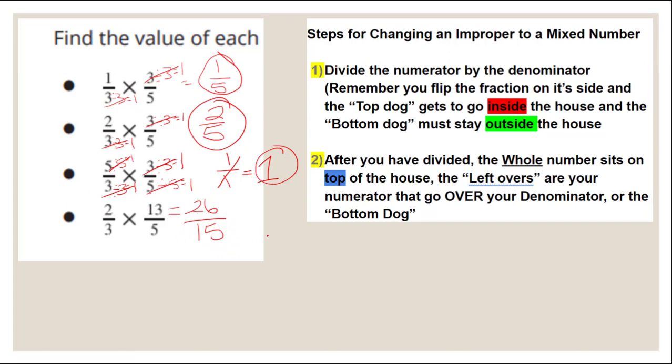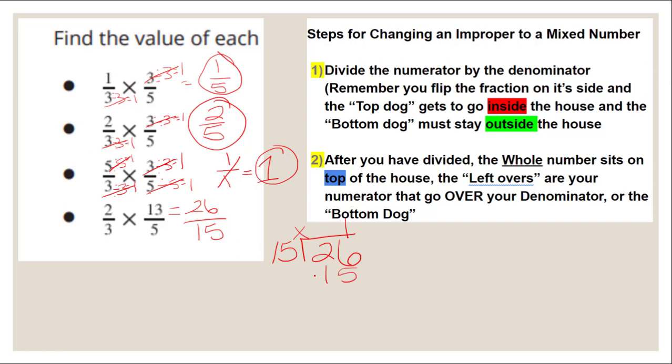So our instructions here for making an improper fraction into a mixed number is I divide the numerator by the denominator. So I'm going to take my fraction, I'm going to flip it over on the side. Bottom dog goes outside the house. Top dog goes inside the house. Okay, goes into. Can 15 go into 2? No, because 2 is smaller than 15. Can 15 go into 26? Yes, one time. Multiply. 1 times 15, 15.